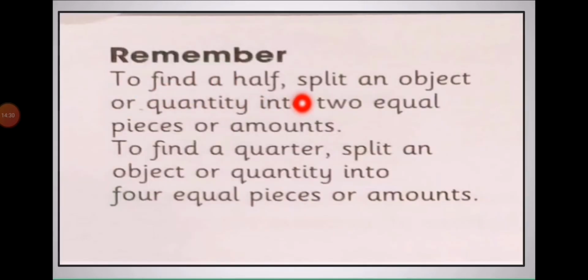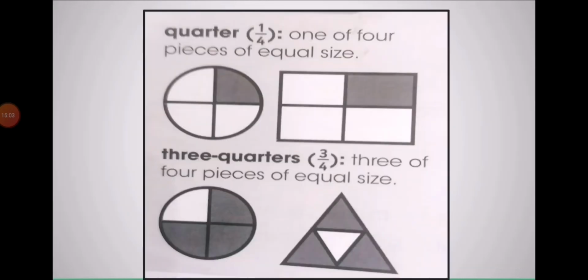Remember, to find a half, split an object or quantity into 2 equal pieces or amounts. So half means to divide into 2 equal parts. To find a quarter, split an object or quantity into 4 equal parts or amounts. So quarter means we are dividing into 4 equal parts. When we are doing half, we are dividing the object or amount into two equal parts. How to divide the half? How to divide the quarters?